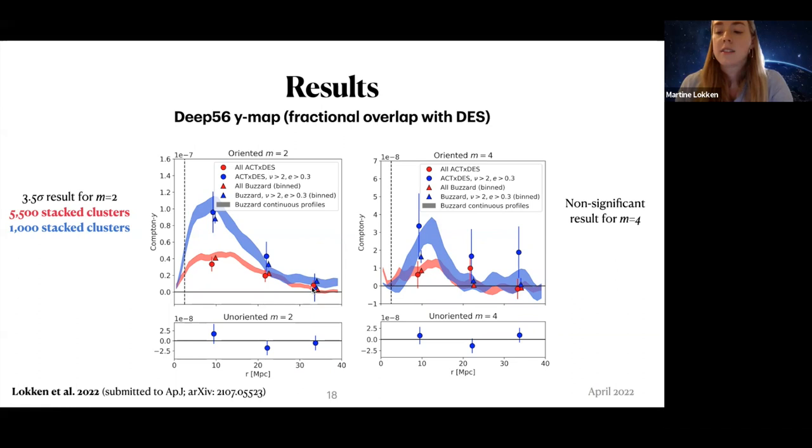On the right, the m equals four signal is somewhat non-zero, but it's not high enough to be considered a significant detection. But we hope that with expanded data, we will be able to measure it.